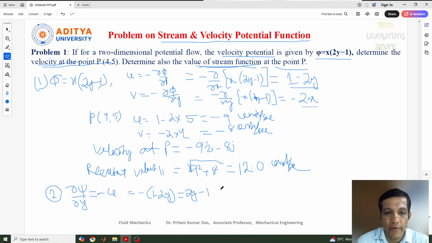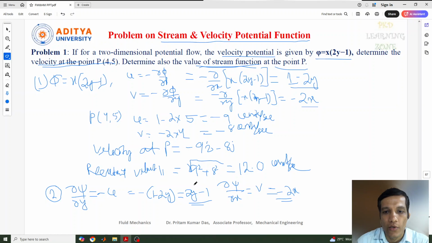Similarly, we can write del psi by del x equal to v. This is the reverse case, because as per the definition, this is the velocity we need to consider at right angles to the direction. If you see the previous theory video, you can understand that. So v equal to minus 2x, we can write here. So this is one equation and this is another equation.